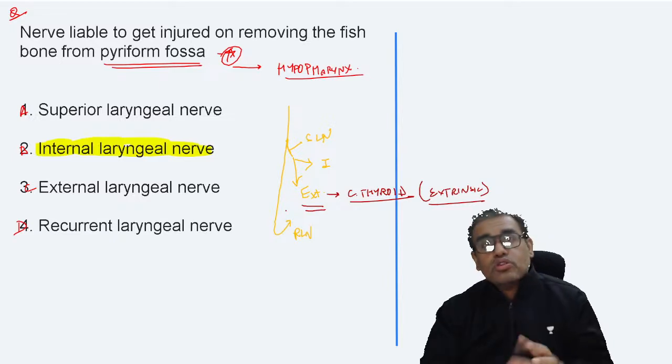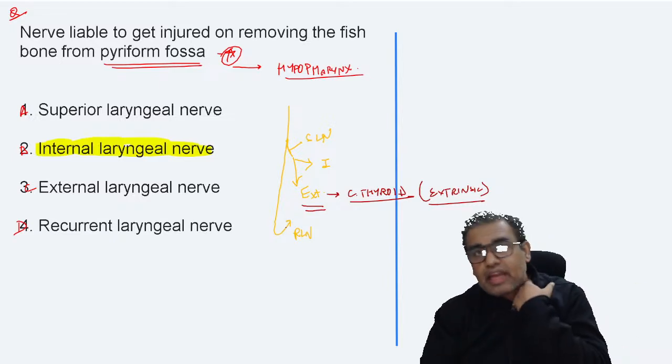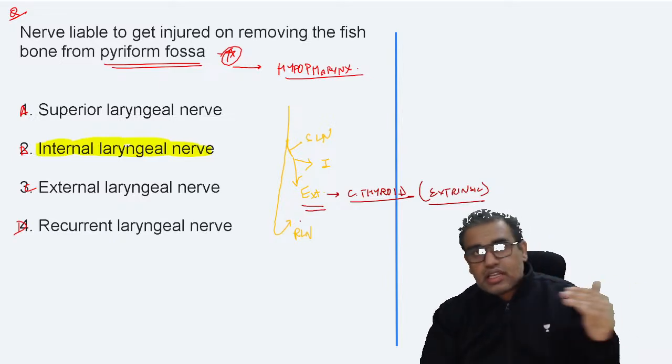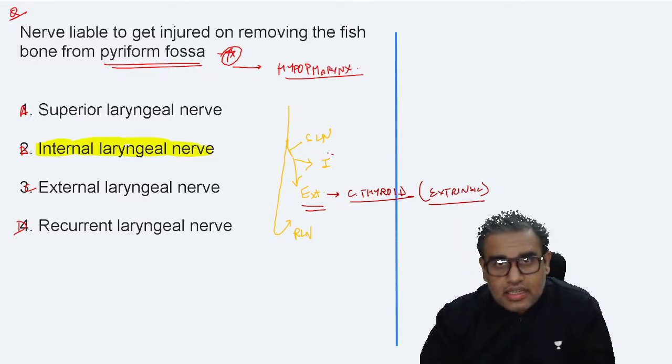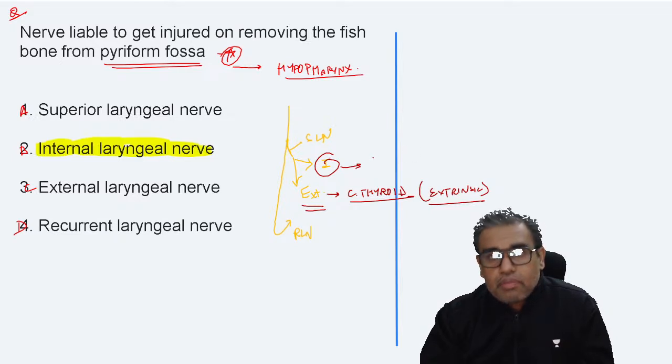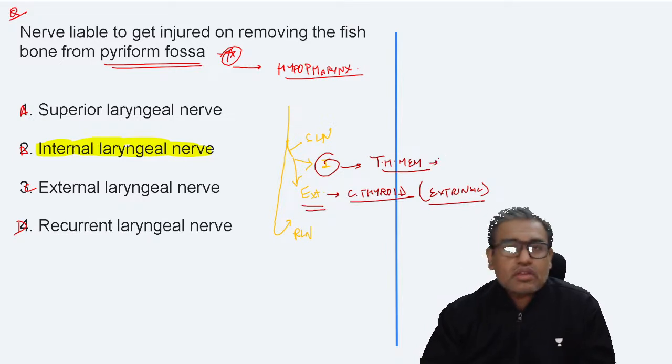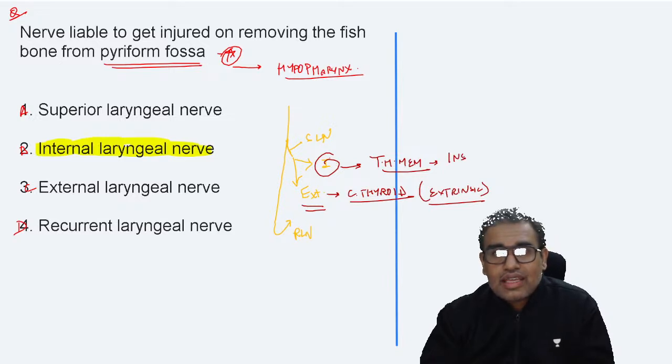Why would this nerve want to go into the piriform fossa? Someone entering the piriform fossa is trying to gain entrance into the larynx. It is the internal laryngeal nerve which passes through the thyrohyoid membrane along with some vessels, then passes by the piriform fossa and reaches the inside of the larynx, to be sensory over there. So the answer is the internal laryngeal nerve.